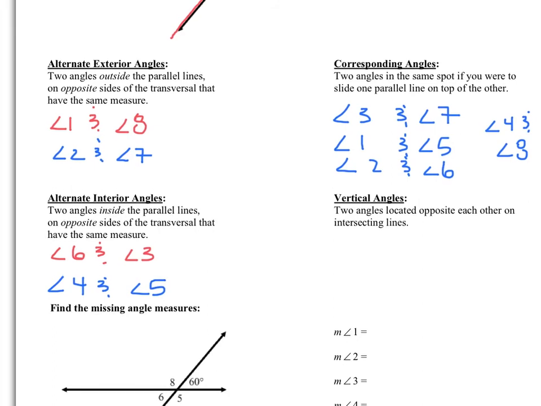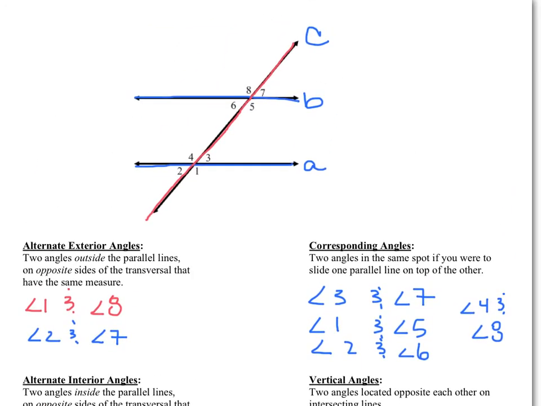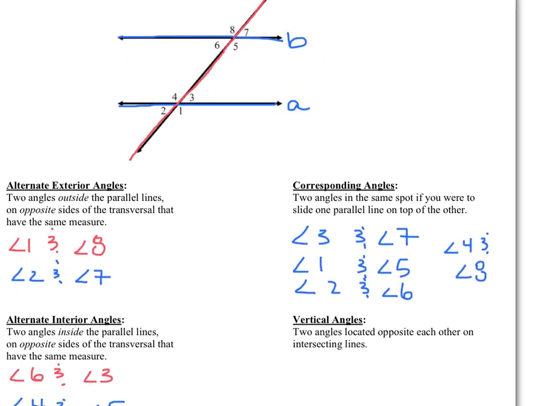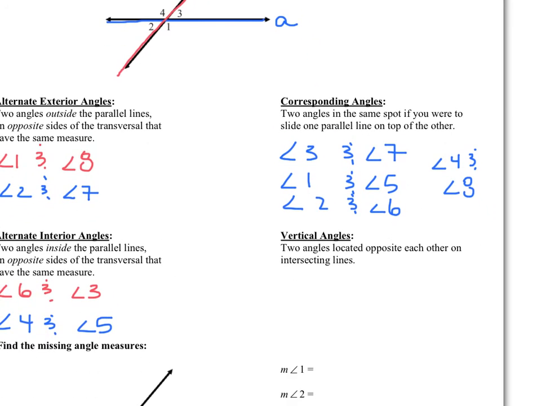Vertical angles we've already talked about, but they're still formed by a transversal, so 8 and 5 are vertical, 7 and 6 are vertical, 4 and 1, 2 and 3, and we already know that they have the same measure. So it was 8 and 5, 6 and 7, 2 and 3, and 1 and 4.